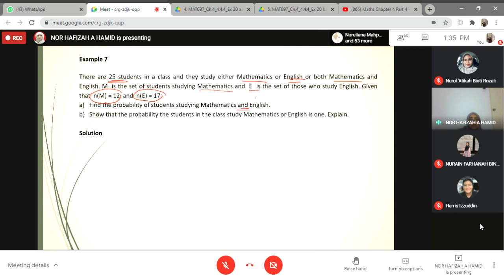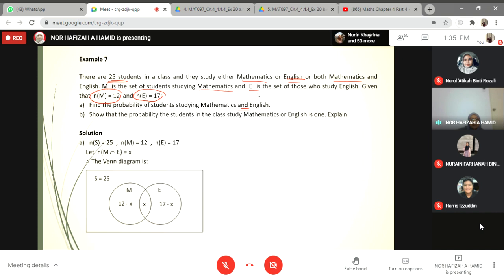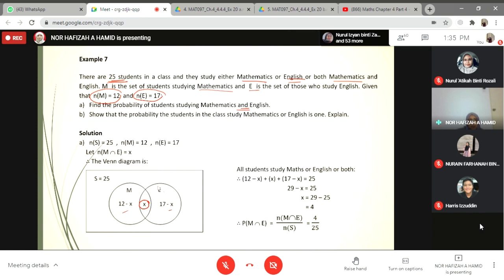So kalau N makna you kena calculate using intersection. Okay. So first you boleh buat Venn diagram dulu. Okay, so Venn diagram dia, you have X. So intersection dia kita tahu lah kita nak calculate what is the X ni. So M dia makna 12 minuskan dengan X. E pun you ada 17 minus X. Okay. So you will get X dia is equal to 4. Okay, so you can dapatlah intersection that is 4 over 25.